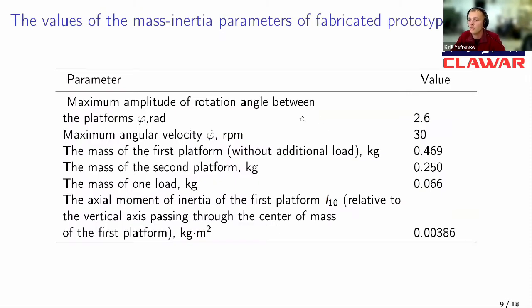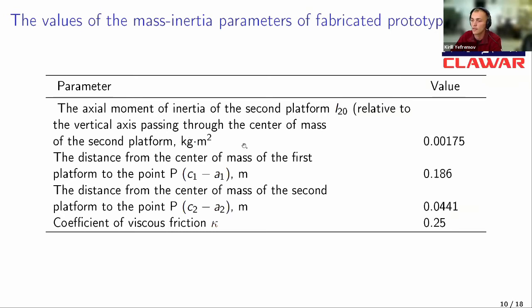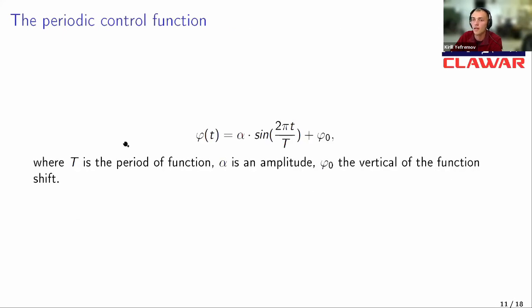These are the parameters of our prototype. They are important for our research. The mass of the first platform is half a kilogram. The mass of the second platform is a quarter of a kilogram. The mass of a metal pill is 66 grams. An important parameter in this table is the coefficient of friction K, which equals a quarter. That's all.